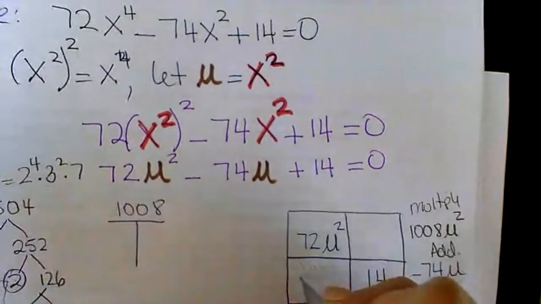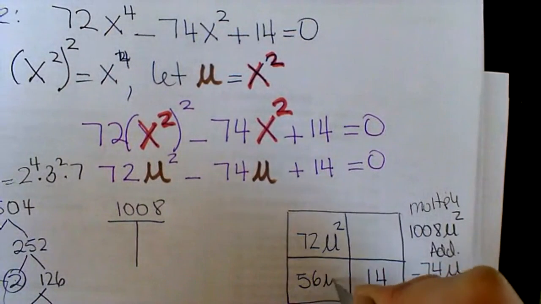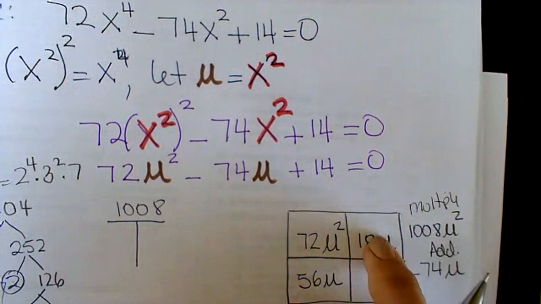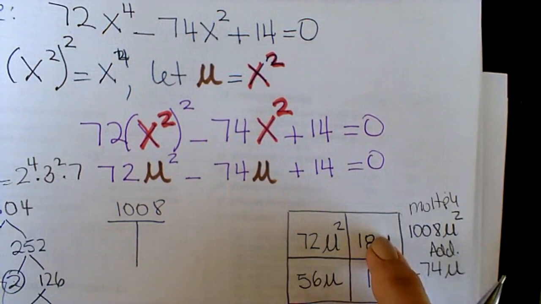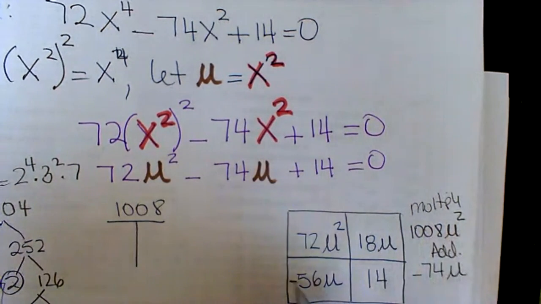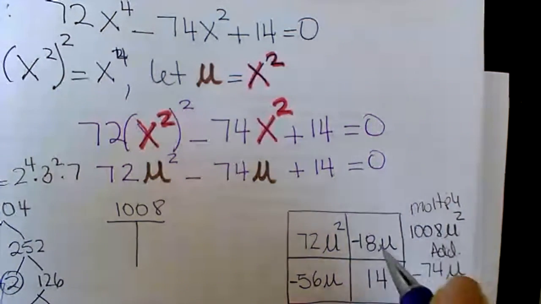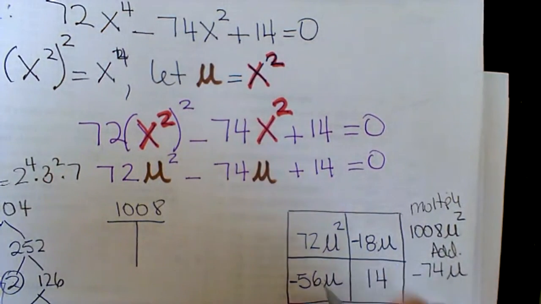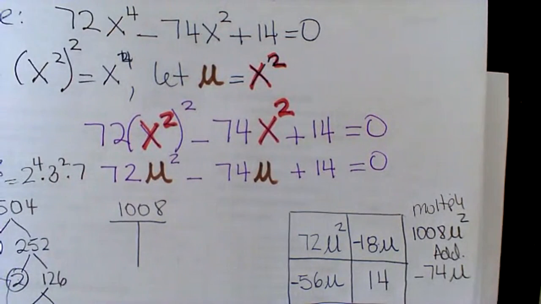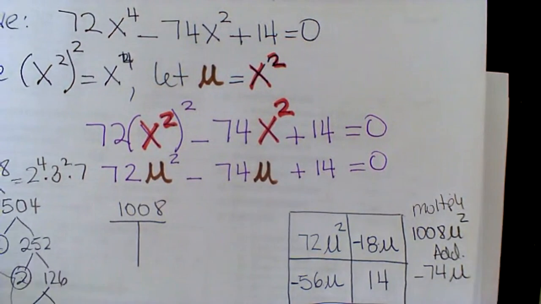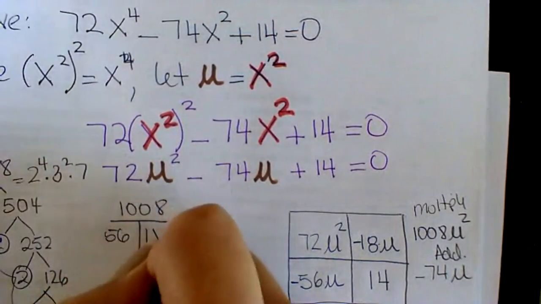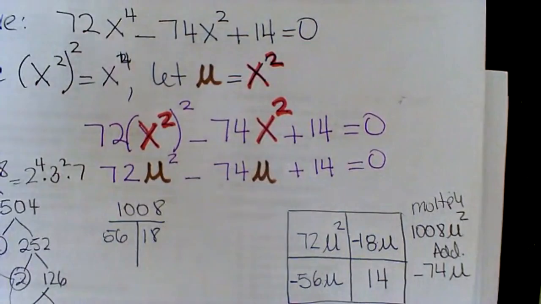Good job. So then you will have them what? 56u, 18u, and they have to be what? Negative both. When I multiply them, I get the 1008. And when I add them, I get 56 plus 18, double checking, 74. All right, so we got it. Omari got it. Good job.